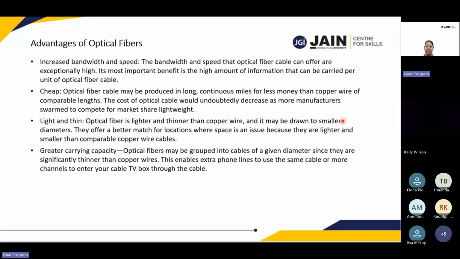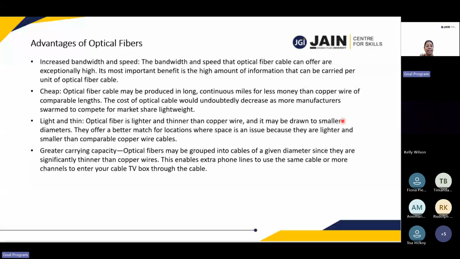If you compare the length covered by copper wire and by fiber optic cables, for that distance copper is not possible at all. If it is possible also, it becomes too costly. But with fiber optic cables, the same distance can be covered for less money. The cost of optical fiber cable would undoubtedly decrease as more manufacturers swarm to compete for market share. So the cost also is decreased because many manufacturers or competitors are there. That's the reason it has become cheaper than copper wire.